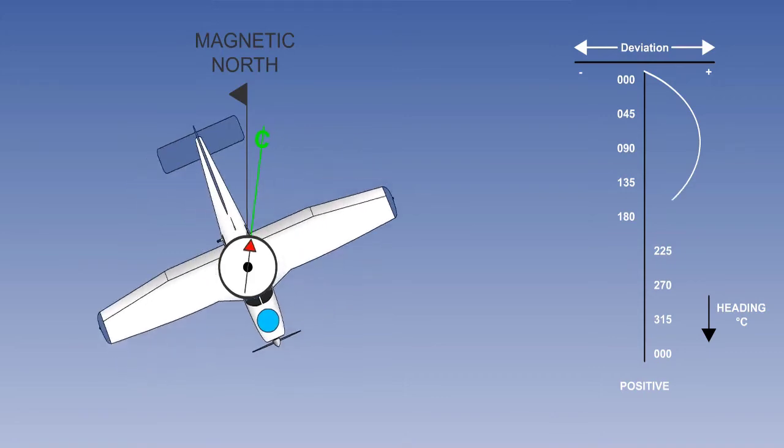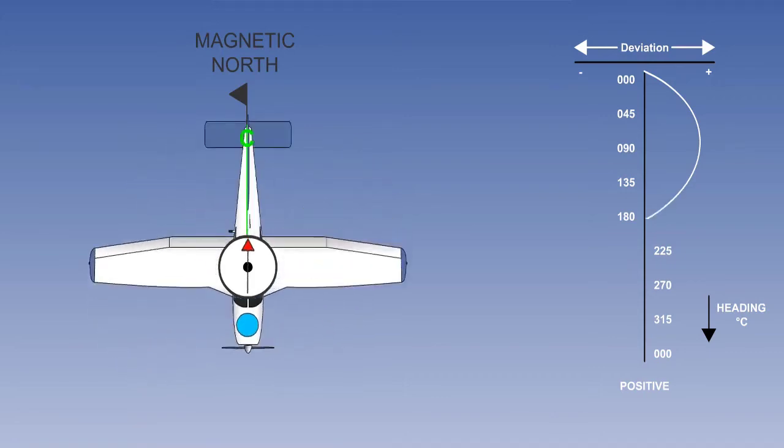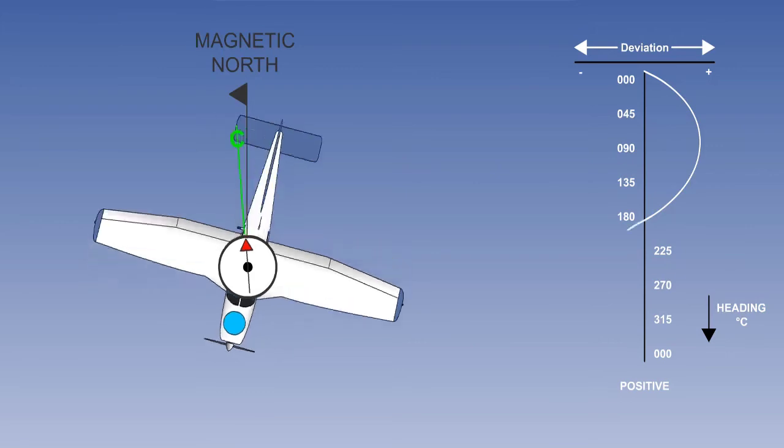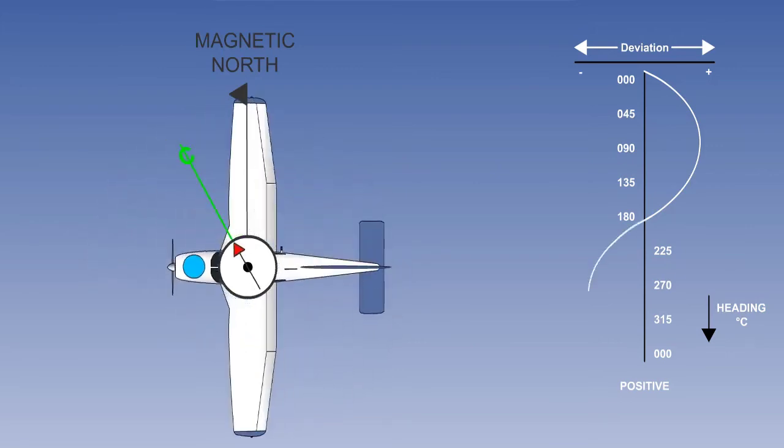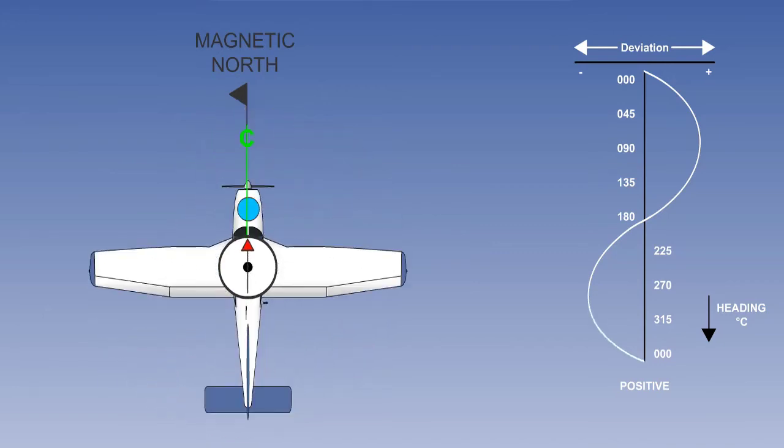When the aircraft turns onto a compass heading of 180 degrees, the blue pole is directly opposite magnetic north, but because its effect is less than the Earth's magnetic field, there will be no deviating effect. Continuing the turn, deviation now becomes westerly, increasing to a maximum on a compass heading of 270 degrees, before reducing back to zero on magnetic north.